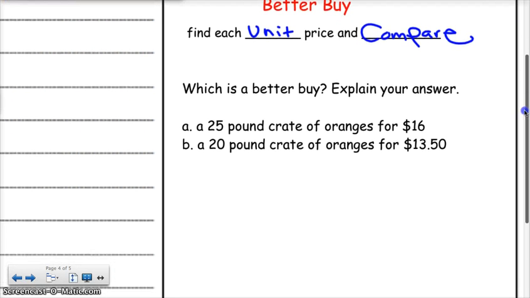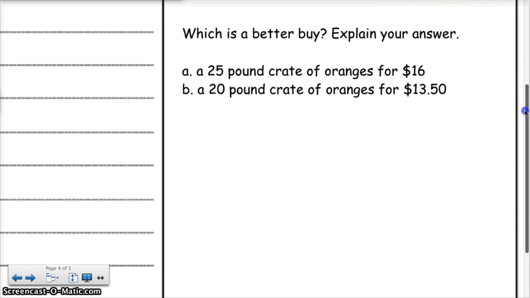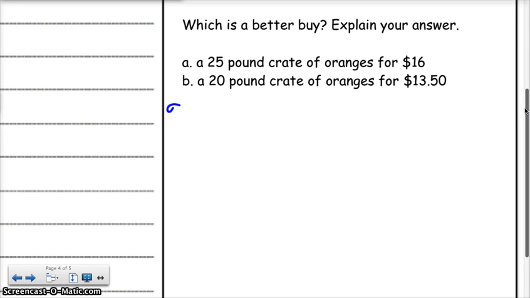So a 25-pound crate of oranges is $16, so I want to know how much per pound. That's my question, the unit price. How much for 1 pound? So 16 is to $25, or per pound is really what I'm doing. 16 divided by 25 is approximately 64 cents. I'm paying 64 cents per pound.